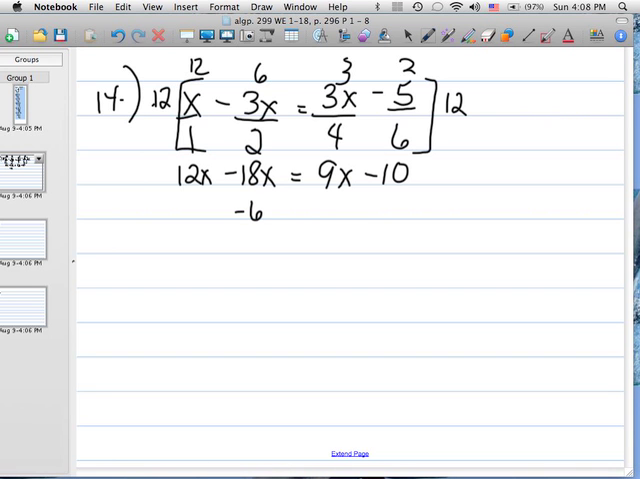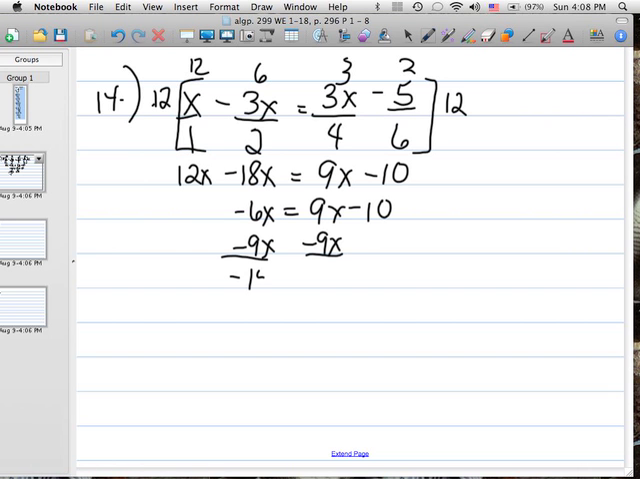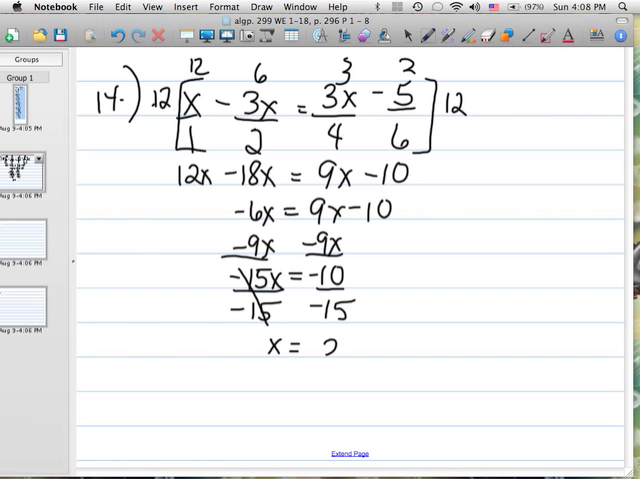Collecting like terms first, I get negative 6x equals 9x minus 10. Since the x is by itself on the left, I'm going to subtract 9x from both sides. I get negative 15x equals negative 10. Divide both sides by negative 15 to solve for x. So it's going to be a positive. 5 goes in there, 2/3.